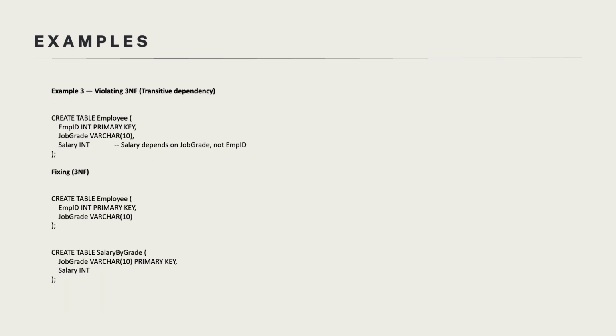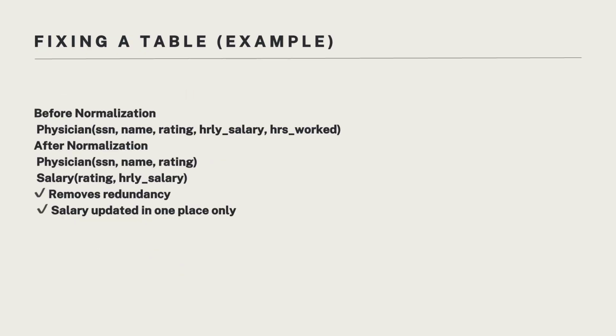This is a classic example of a 3NF violation. In this employee table, the primary key is employee ID, but salary doesn't depend directly on employee ID. It depends on the job grade. So the dependency chain is employee ID, job grade, salary. That's a transitive dependency, meaning a non-key attribute is determined by another non-key attribute. To fix this, we split the table into two: one for the employee and their job grade, and one lookup table that stores the salary for each job grade. Now there is no dependency between non-key fields. Everything depends only on the primary key, so the design follows 3NF.